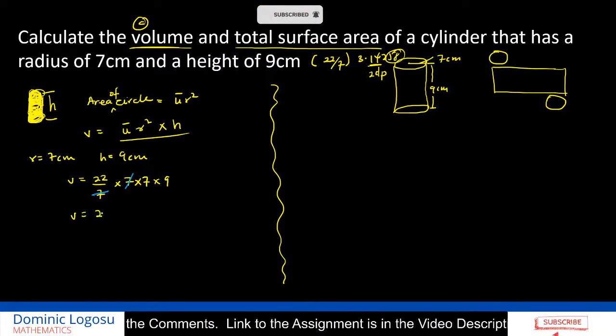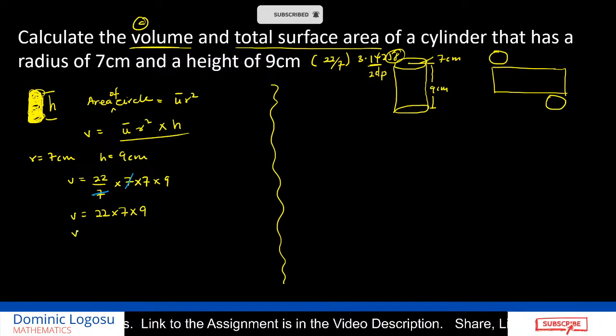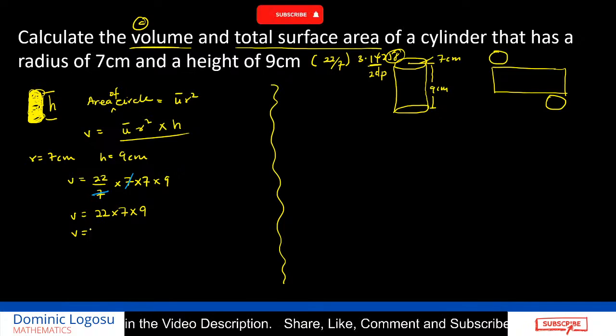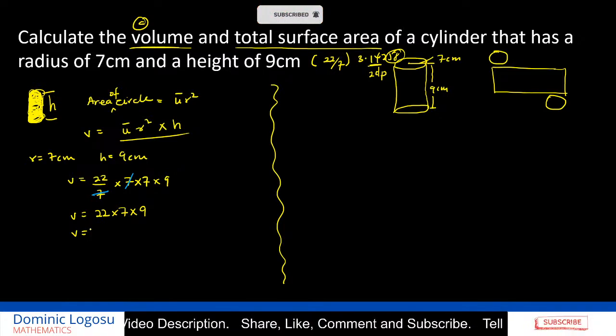Volume equals what? 22 times 7 times 9. Okay, so someone should do that calculation for us quickly. 22 times 7 times 9. What would that give us? Ajwa, today is your birthday, so what would that calculation give us? Quickly. Ajwa, I know you can hear me, so quickly.